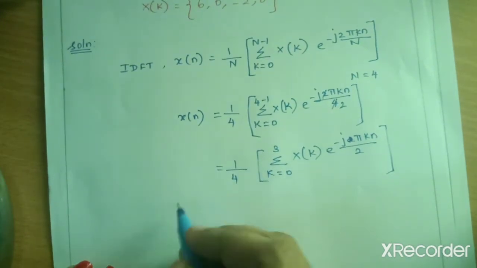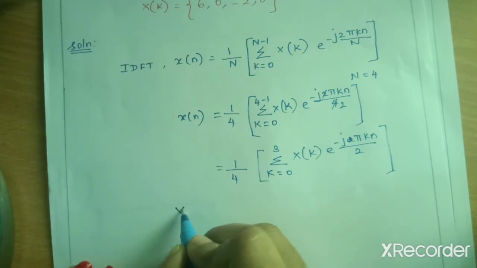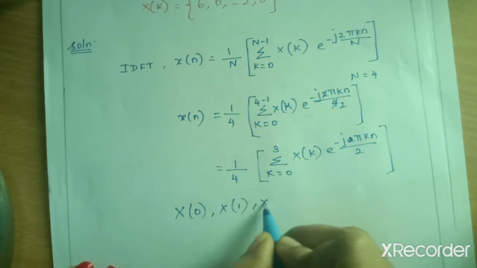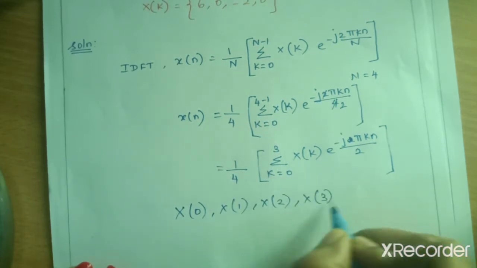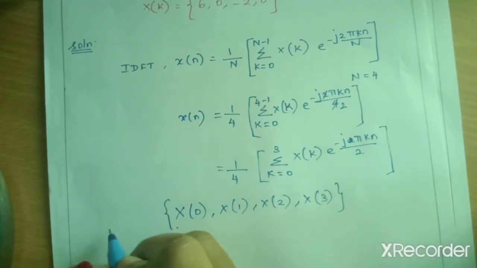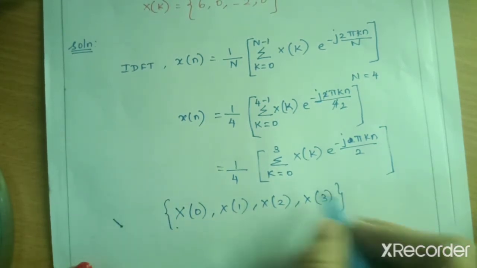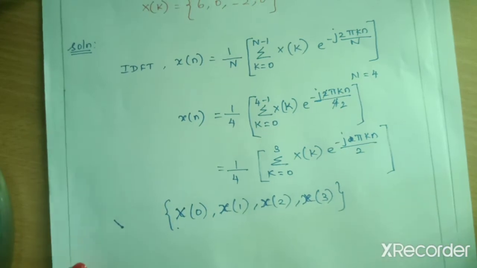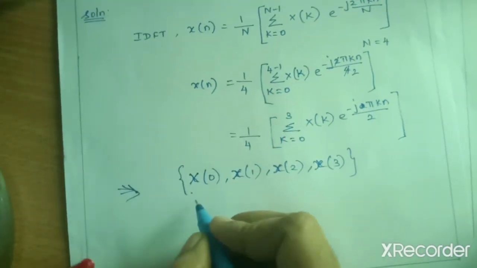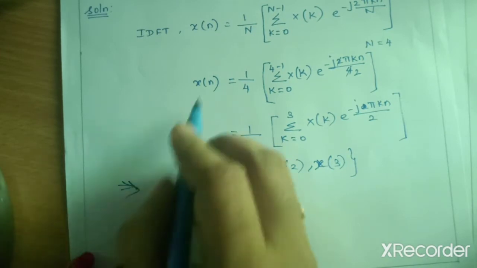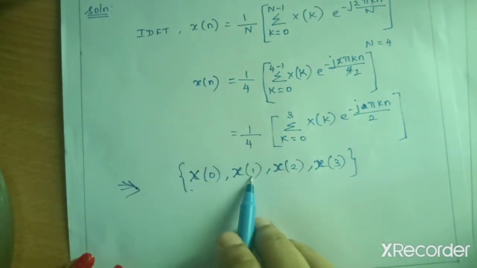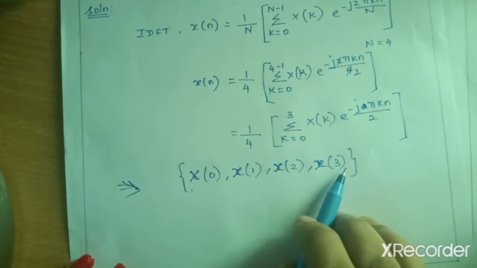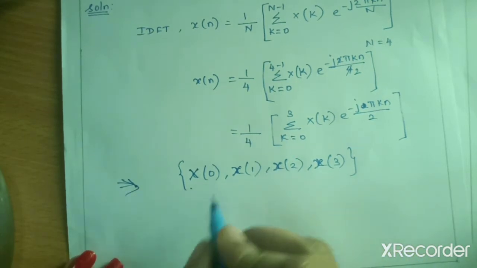Next you have to find x of 0, x of 1, x of 2 and x of 3. So for finding these values you have to put the n value as 0, next the n value as 1, next the n value as 2 and then substitute the n value as 3. So first you have to substitute the n value as 0.